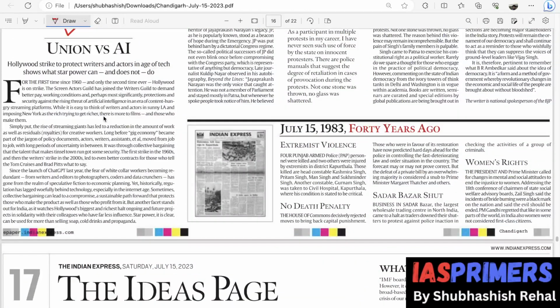Union versus the artificial intelligence. Hollywood strike to protect writers and actors in age of tech shows what star power can render. Fine. So the main theme is generative AI, ChatGPT, etc. In fact, these days somebody can take my photo and make me do things. I'm not doing it, but somebody else can do it. So they could be models also speaking for simulation. You must have seen Saurav Ganguly or Amitabh Bachchan speaking to every single person. They're not actually doing it, but it is the use of artificial intelligence.